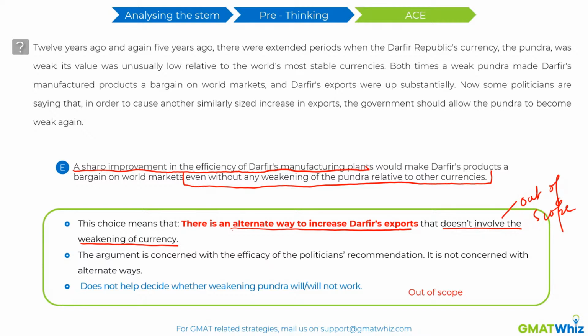The argument is concerned with the efficacy, the effectiveness of the politician's recommendation. If there is any other way of doing it or not, that is not what we are weakening or strengthening. So E is not the correct answer. This is a classical trap on plan goal questions, guys. So do let me know if everything is clear.